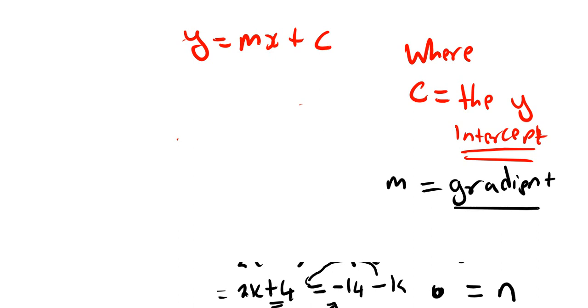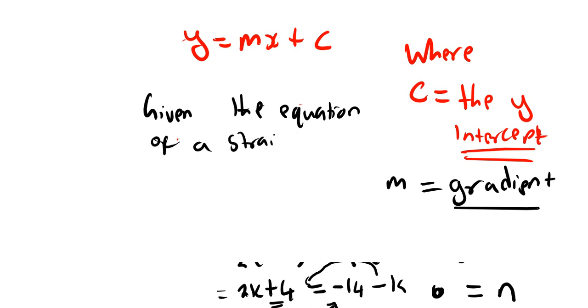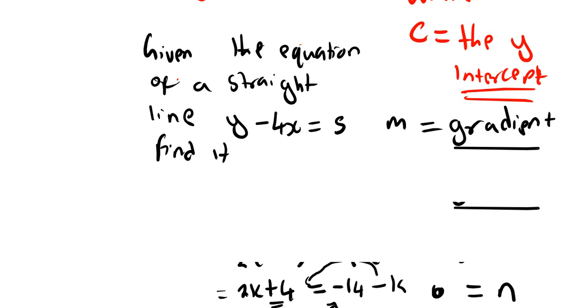given the equation of a straight line, y minus 4x is equals to 5, then they ask you to find its gradient.